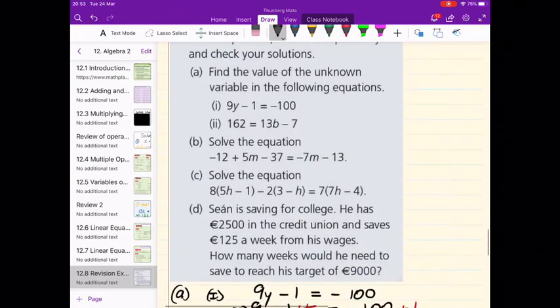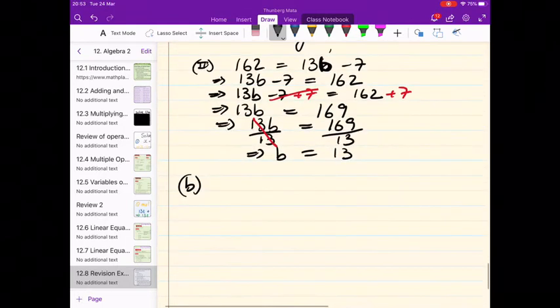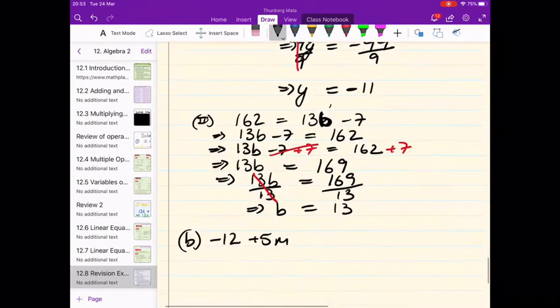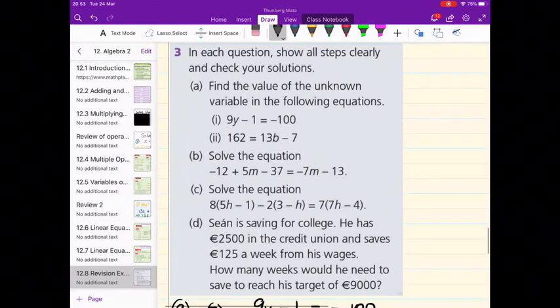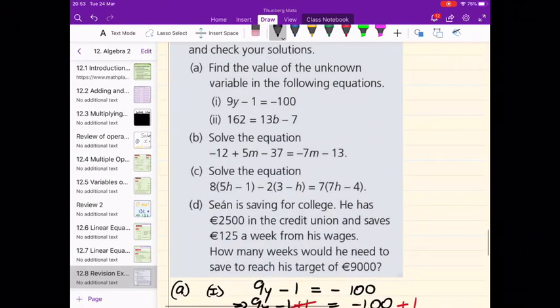So the third part of the question is part B. Part B says solve the equation. So it's minus 12 plus 5m minus 37 is equal to minus 7m minus 13.